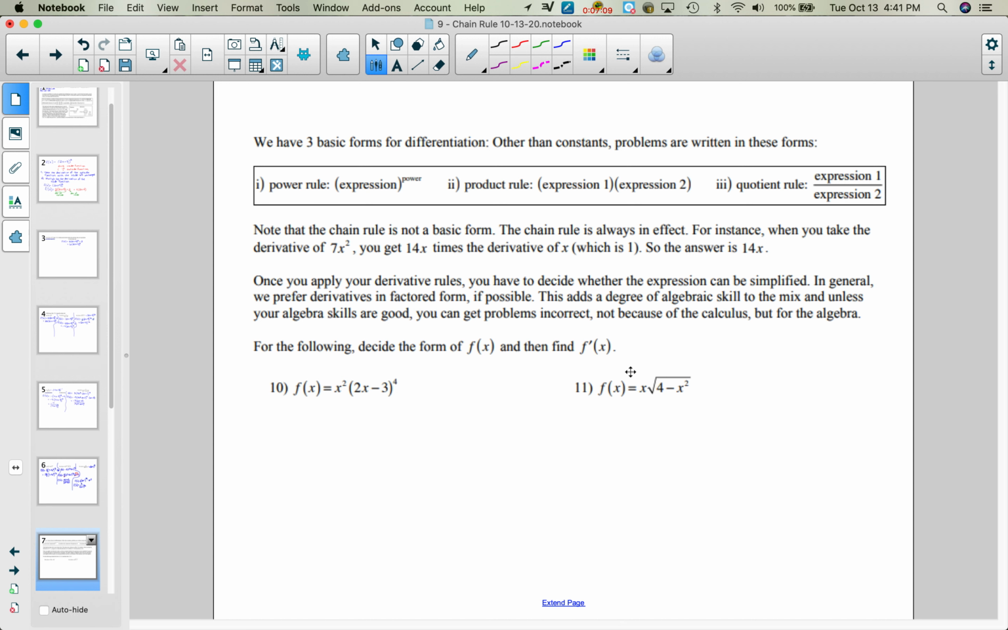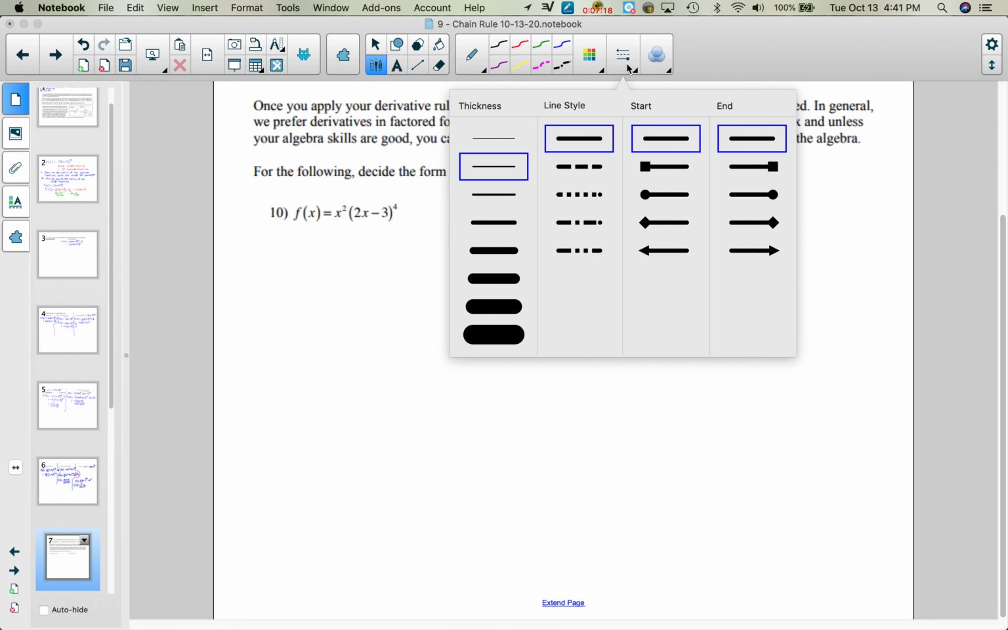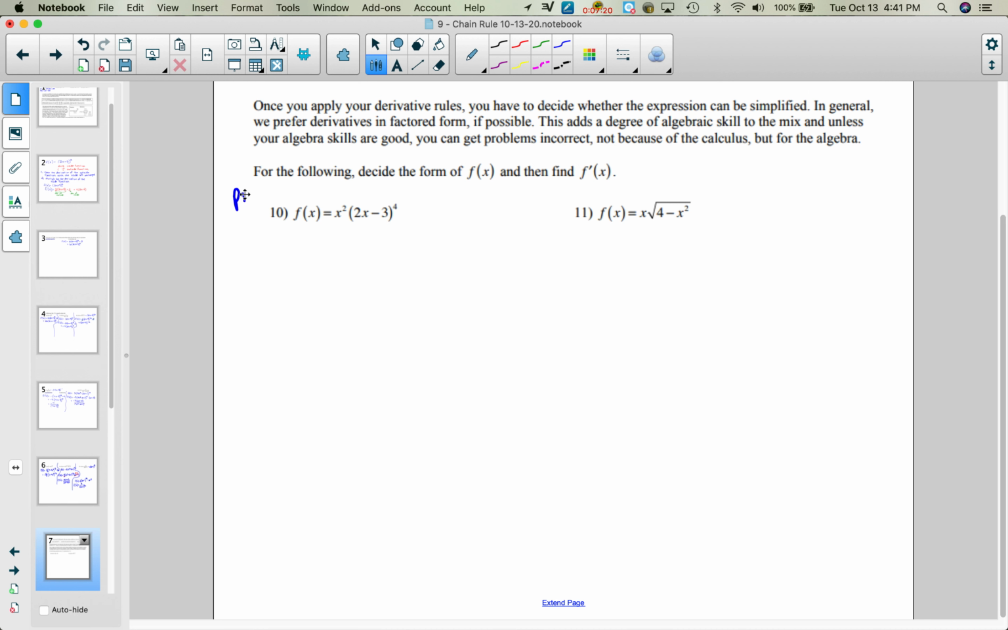So you absolutely have to remember the chain rule, but then we're going to apply it in these different situations. So for this first one, in this case right here, I'm going to have to use the product rule. Because notice that I have an x squared times a 2x minus 3 to the 4th power. But because of this 2x minus 3 to the 4th power, I'm also going to need to use the chain rule. So I'm thinking of u as x squared and v as this right here.